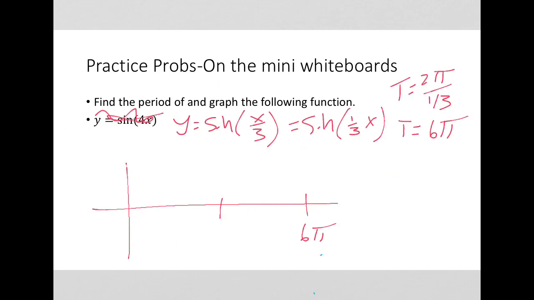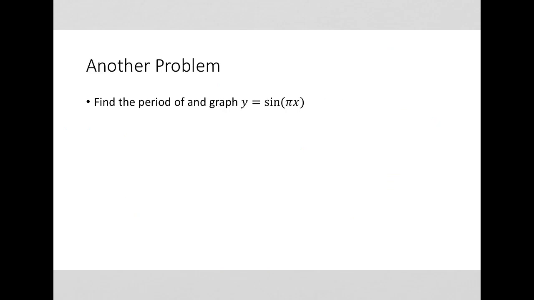6 pi right there, go halfway, we get 3 pi, go halfway again, we get 1.5 pi, which I'm going to write as 3 pi over 2, because then I can say 3 pi over 2, 6 pi over 2, and 9 pi over 2 right there. And I'm going to do the same thing. I'm going to get that point, that point, that point, that point, and that point, and I'm going to sketch it in. And I'm done. It ain't no biggie.